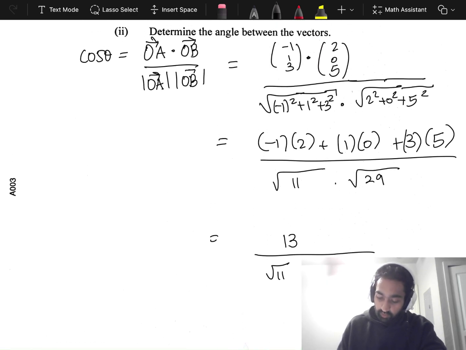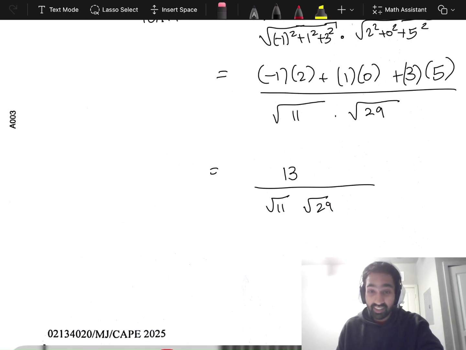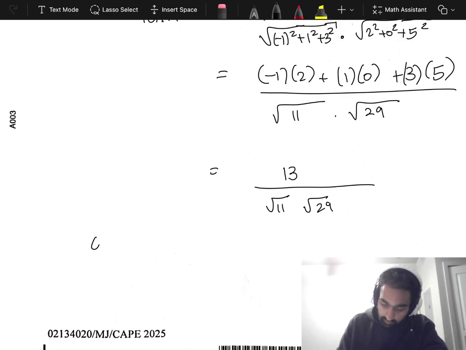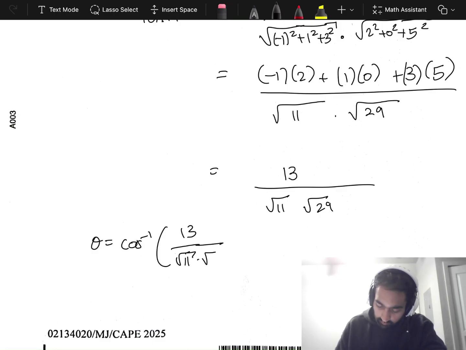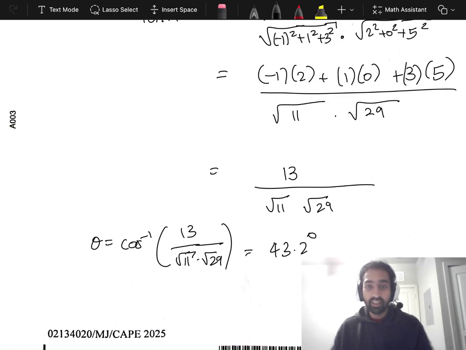So then you know what cosine theta is, so to find theta, you just do cos inverse of this. So theta is cos inverse of 13 over square root 11 times square root 29, which is equal to 43.2 degrees. Or you can put it in radians. Just make sure that you make the unit clear.